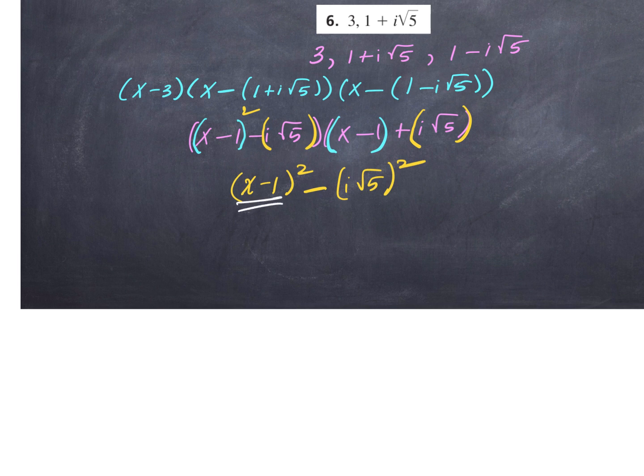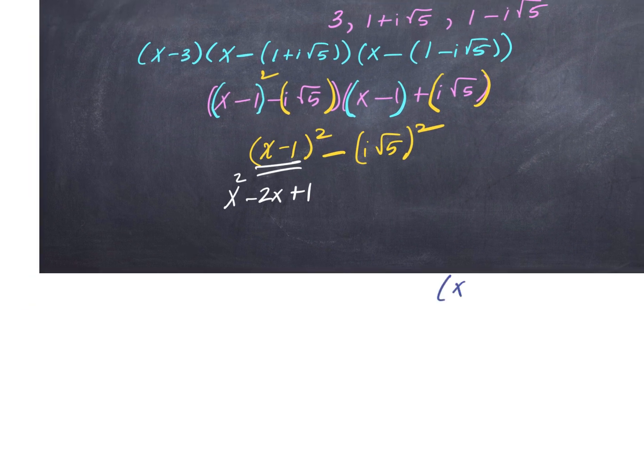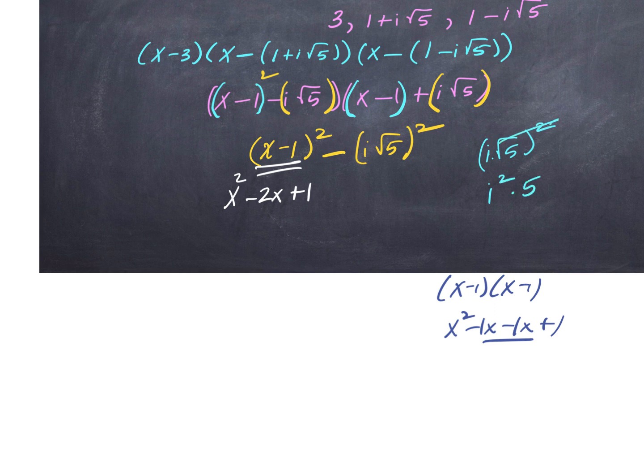So this we FOIL, so do that off to the side if you need to. You're going to get x squared, and you're going to get minus 1x is minus 2x plus 1. If you need to do that by yourself, go ahead and do it. x minus 1, x minus 1. You get x squared minus 1x plus 1 to get the negative 2x. All right, so then let me do this up here. i root 5 squared, we're going to get i squared. Root 5 squared, these cancel, we just get 5.